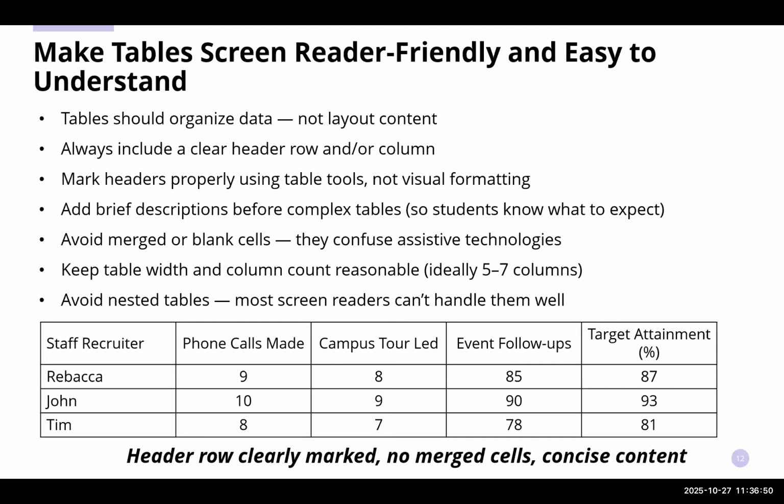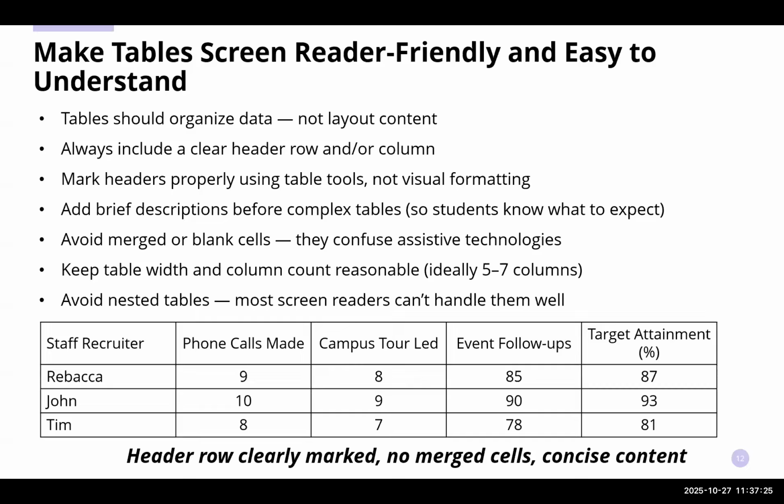If you have a large or complex table, such as one tracking staff outreach or event coordinating metrics, it is a good idea to add a brief description before the table. Something like, the following table summarizes staff outreach and engagement metrics for the current semester. This little information will help the user know what to expect from the table even before they jump to the table data.